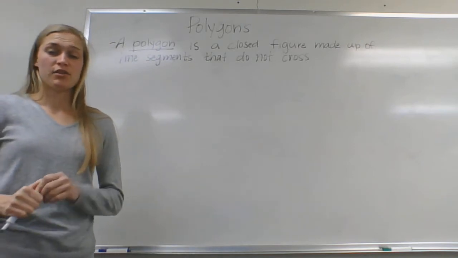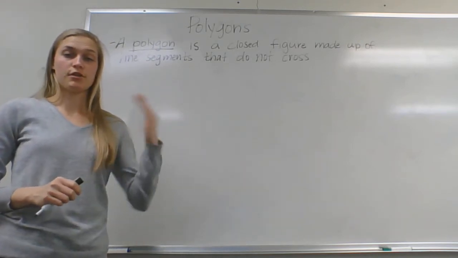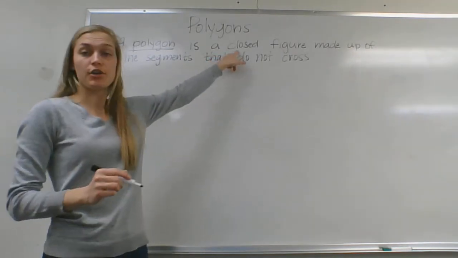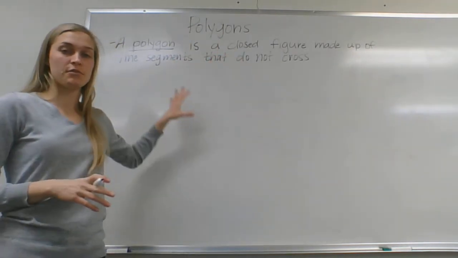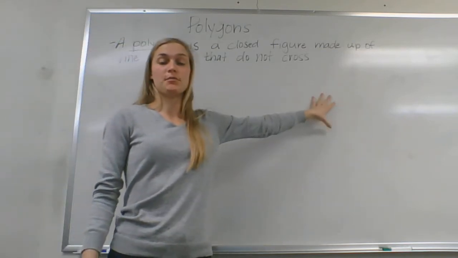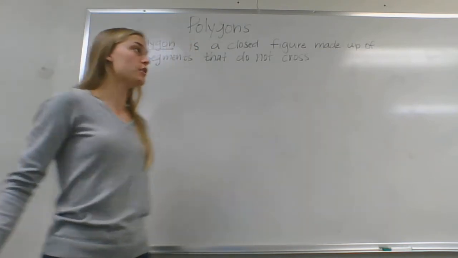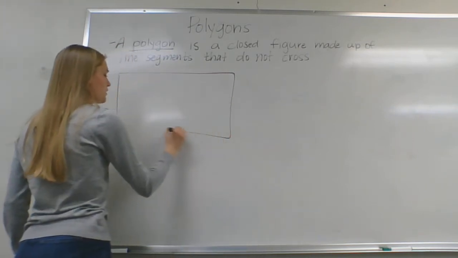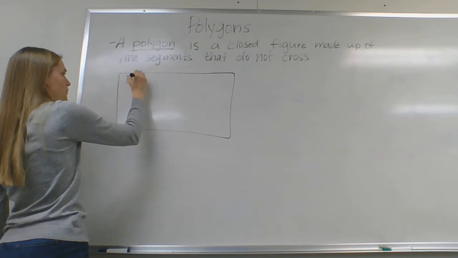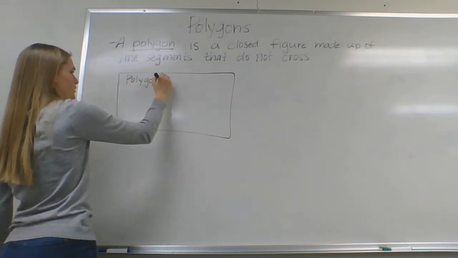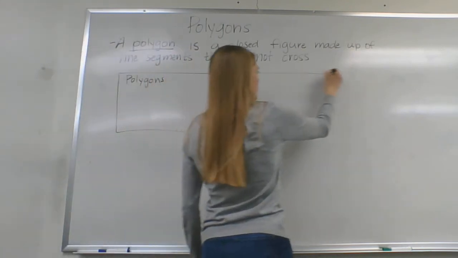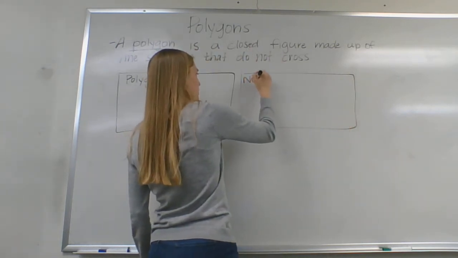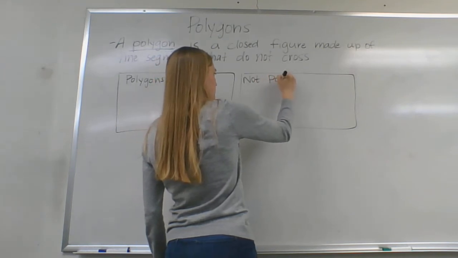So line segments, and these are straight line segments, no curves, right? They can't cross each other. It's a closed figure, so it can't be open. So we're going to draw some examples of what are polygons and some examples of what are not polygons. So go ahead and draw two boxes, pretty big. Label one polygons. Draw another box. And we're going to put non-polygons.